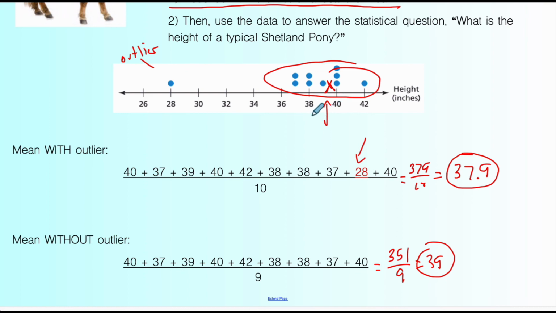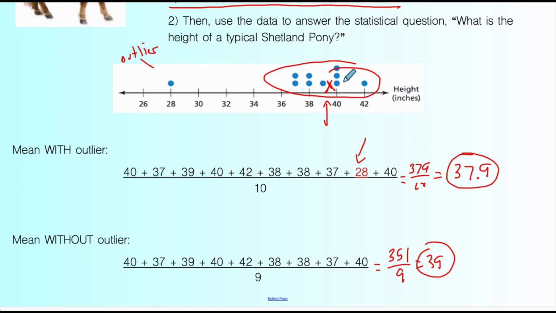If I said, to answer the second question, what's the height of a Shetland pony? The average height is 39 inches. That's a better representation than 37.9. 37.9 is on the lower side, whereas most of the things are actually clustered around 39. It doesn't seem like a lot, but it does make a difference. And it certainly makes a difference when the data sets have a lot more points in them and maybe are about something that's a little more impactful or meaningful.